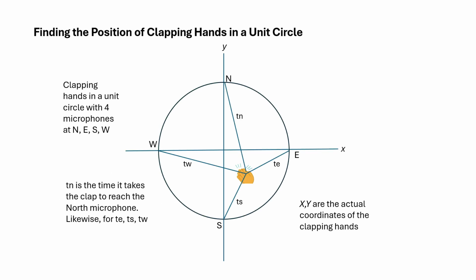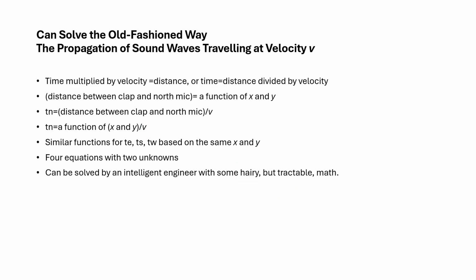So to start, let's look at a very simple neural network. What I'm showing here is a unit circle with microphones at the north, east, south, and west. We have someone clapping their hands at a certain XY location, and we want to know where that sound is coming from. Since we have the time delays at each of the microphones, we can apply some very basic equations that involve geometry and the speed of sound, and basically solve it the old-fashioned way.